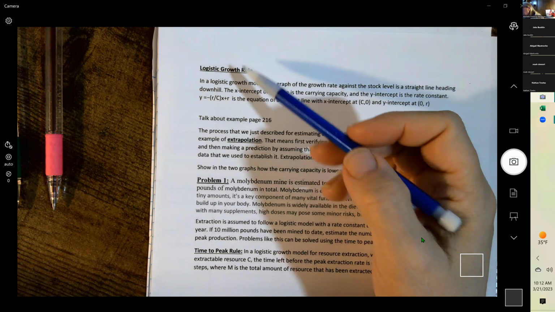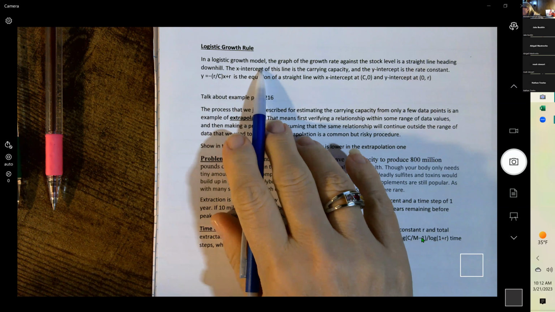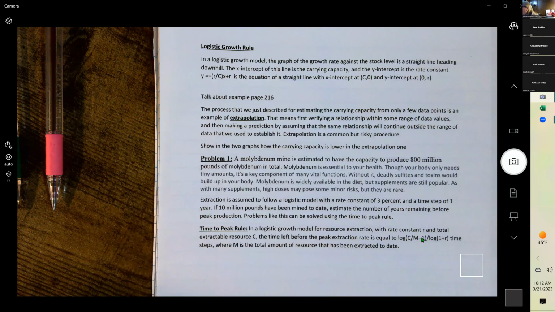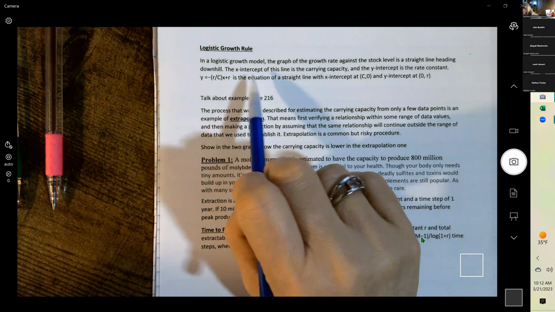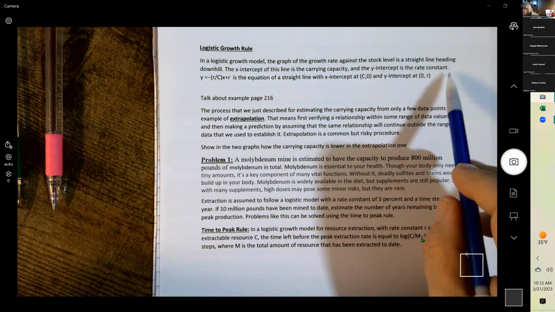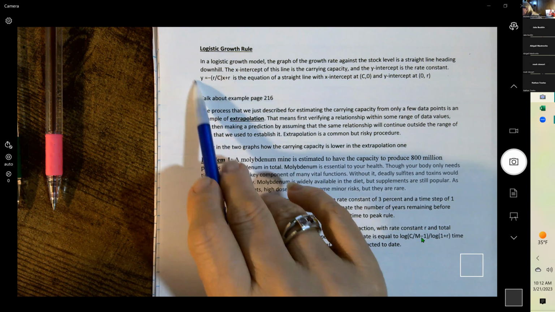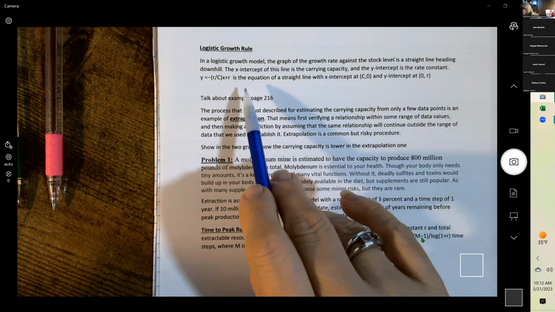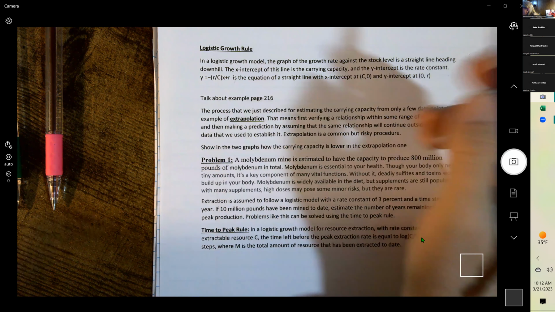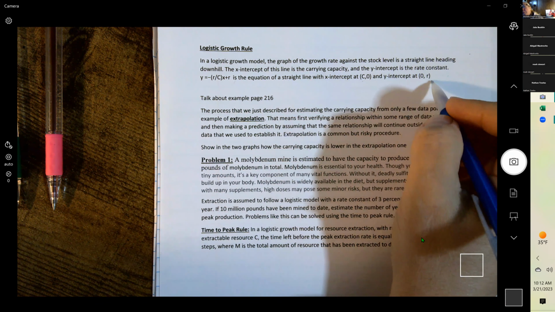This is an example of a logistic growth rate. In a logistic growth model, the graph of the growth rate against the stock level is a straight line heading downhill. The x-intercept of this line is carrying capacity, and the y is the constant. So what they're doing here is making it into a straight line, the equation of a straight line where x is the amount to start with, and y is your rate.